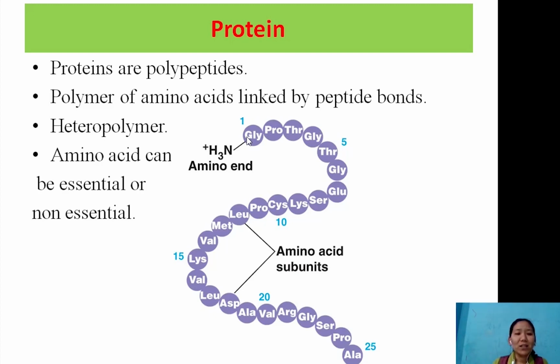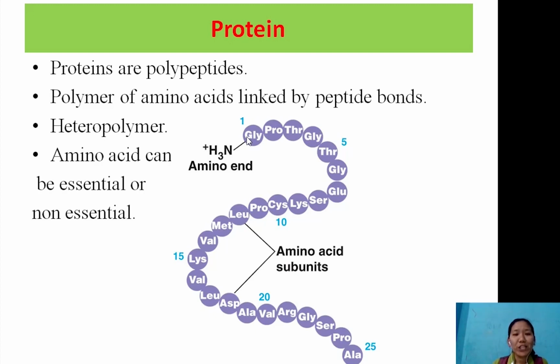And then there is a third type, that is semi-essential amino acids. Semi-essential amino acids are those which are synthesized by our body but not in enough quantity, so they may be required more during a particular stage of life. So these are the three types of amino acids forming a protein.